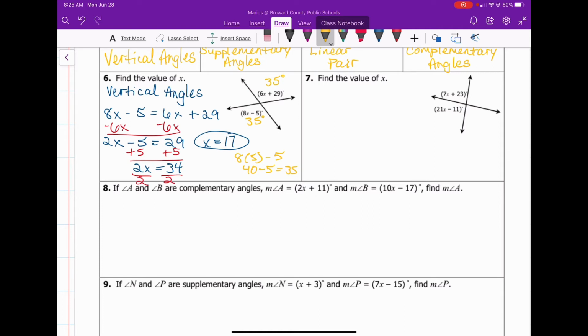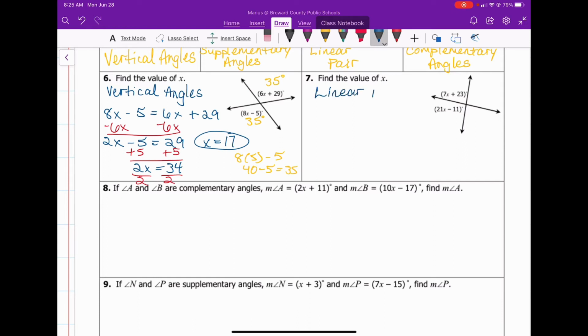Let's take a look at number 7. Now, number 7, even though the diagram has them set up as vertical angles, the way this diagram is set up, these two angles are what we call our linear pair.